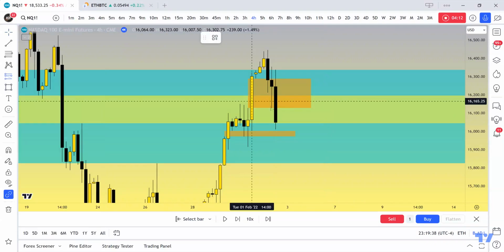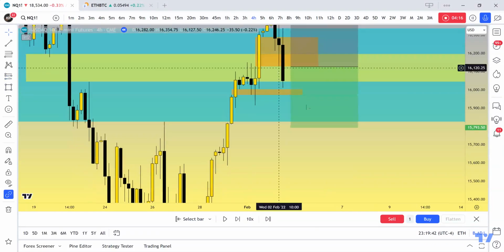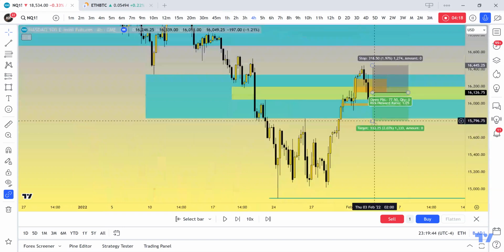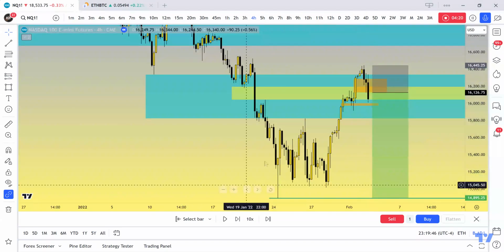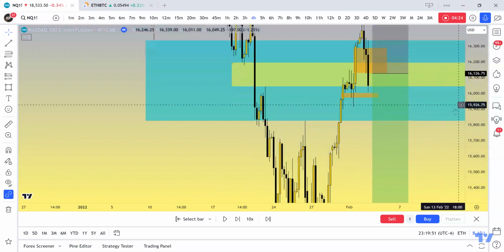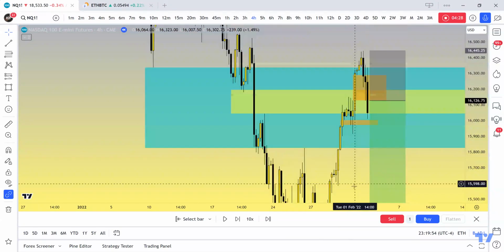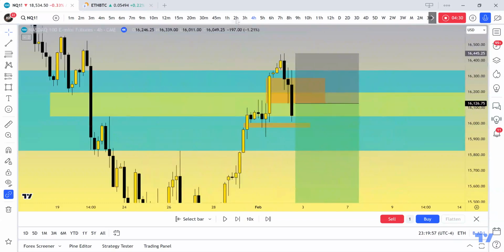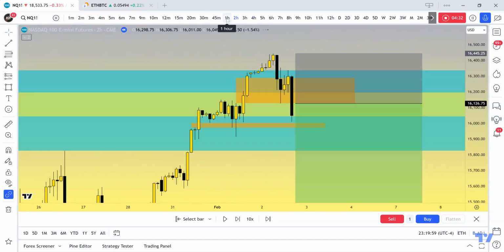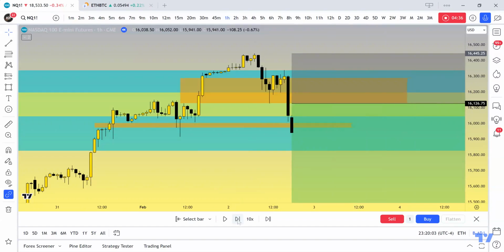Right now, I would like to see if we come back into this gap in order to target our original target. On the 4-hour, we see a lot of liquidity resting below here. So, okay. Could go to a lower time frame. Yeah, let's see on the hourly.